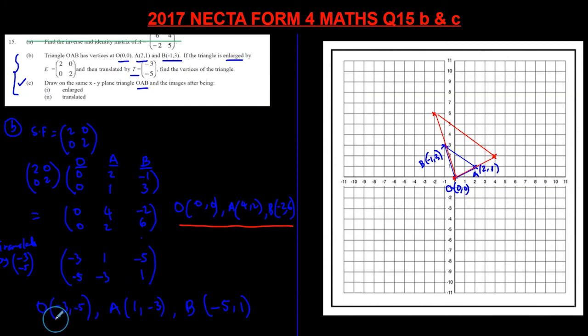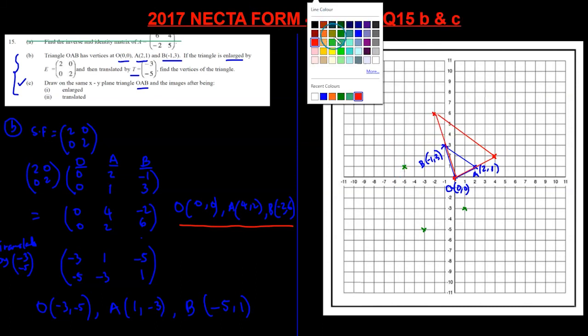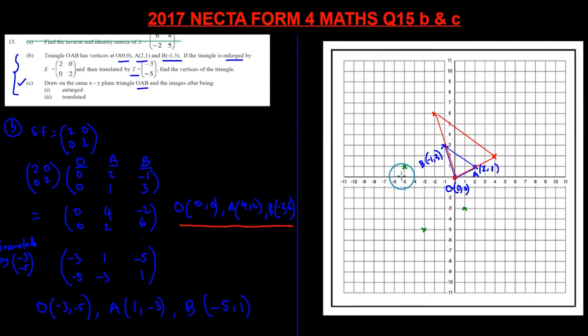After the enlargement, then translation, what will happen? O will be at (-3, -5). So -3 is over here, -5 is over here. A will be at (1, -3), which is over here somewhere. And B would be at (-5, 1), which is over here. All we have to do now is connect these lines. So this is now our triangle after the red triangle has been translated.